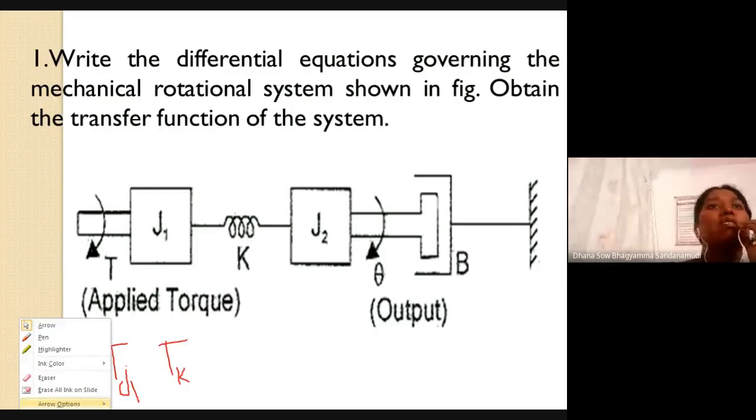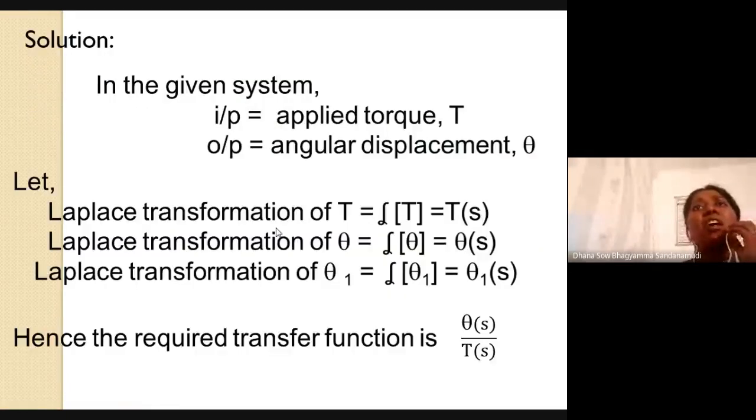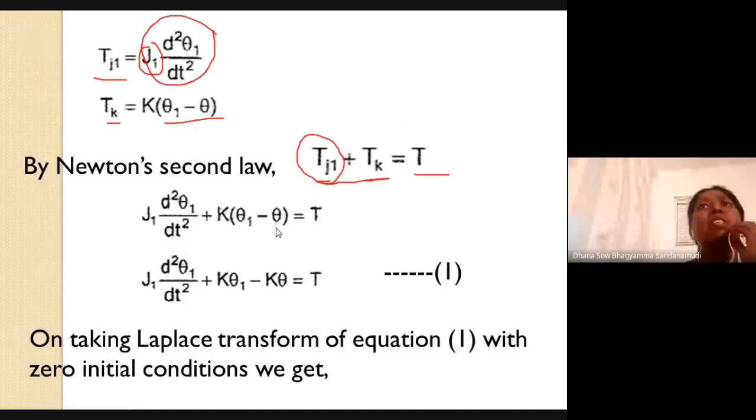Okay, so both ends are free. For K, both the ends are free. So we must consider the differential angular displacement. So the differential angular displacement is actually this K we are considering with respect to node 1. So at node 1, what is the displacement? It is theta 1. So theta 1 minus theta, angular displacement at node 2.